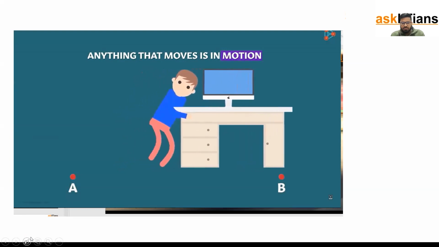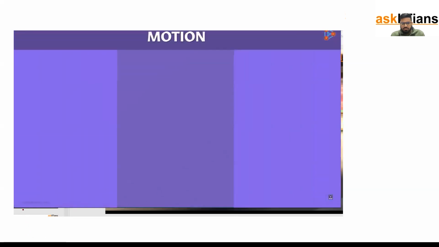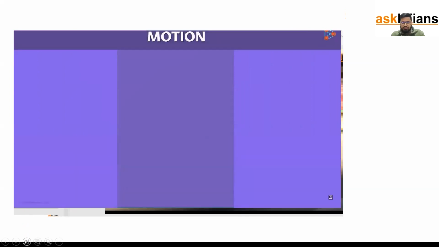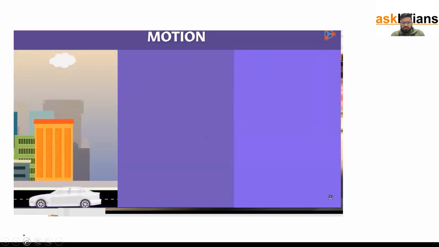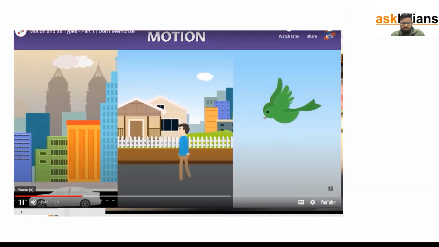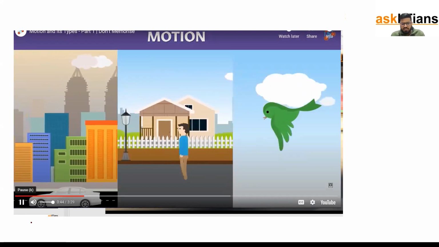And since Ben is also moving along with the table, he is also in motion. In our day-to-day life, we see various things moving around us. Examples are vehicles moving on the road, people walking across streets, birds flying in the sky, and so on. Cars running on the road, people walking, birds flying: these are examples of moving things around us.